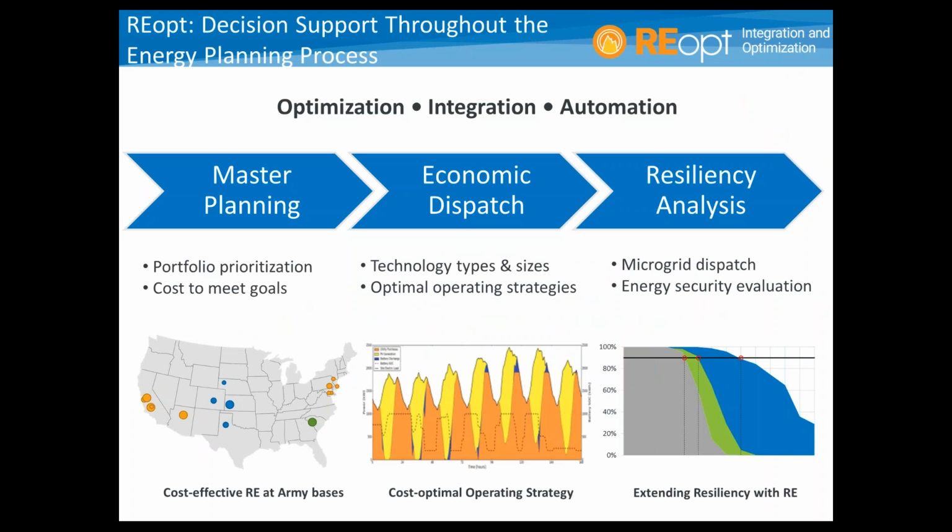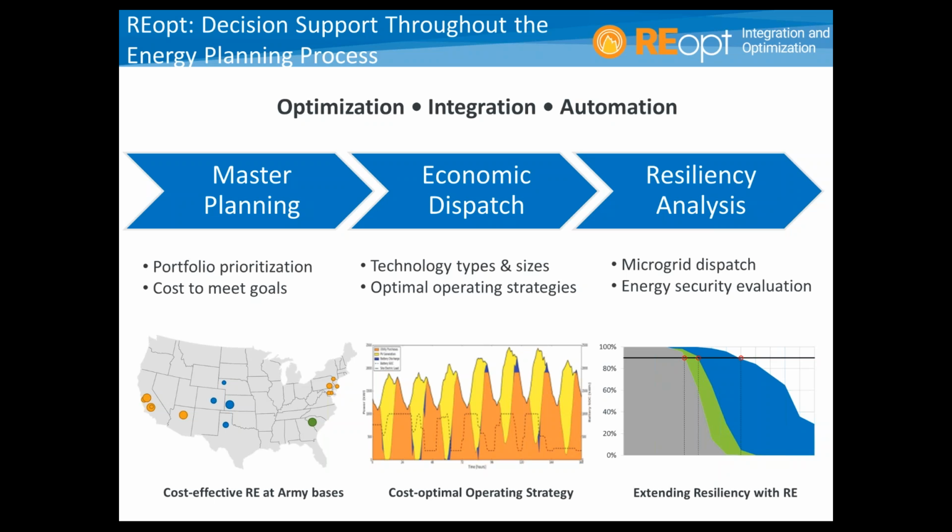So REopt is a techno-economic energy optimization model, and we use it to help building owners, campuses, and communities meet their cost savings and energy performance goals. REopt has been developed at NREL since 2007 and has been used to provide analysis services at over 10,000 sites so far. Some of the key distinguishing features of REopt are optimization, integration, and automation.